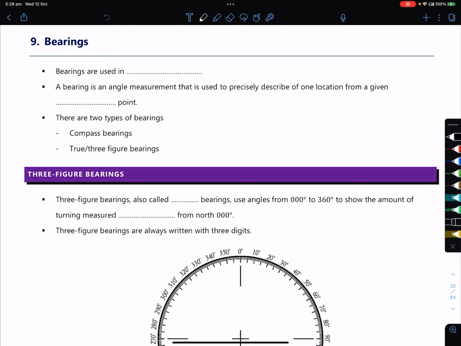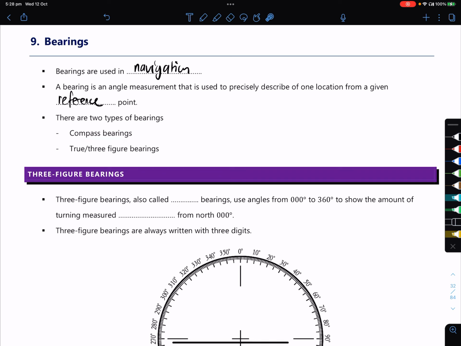In this lesson, we're looking at bearings. Bearings are used in navigation. A bearing is an angle measurement that is used to precisely describe one location from a given reference point. And there are two types of bearings, which are compass bearings and true or three-figure bearings.